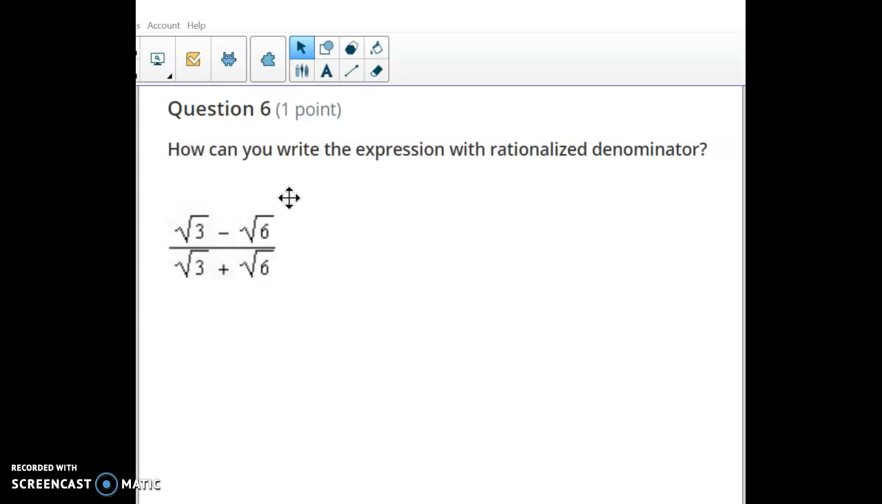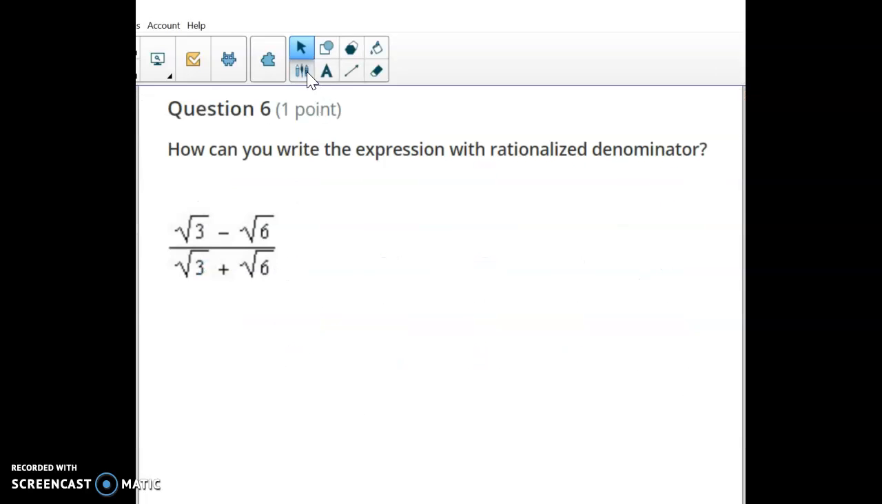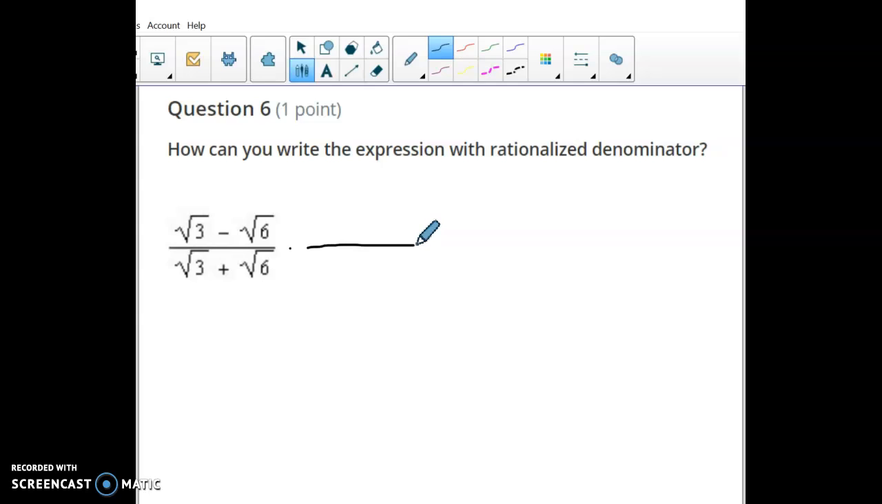Okay, in this video, we're going to go over homework number 6, and we got to rationalize the denominator. When you have a binomial in the denominator, you're going to multiply the top and bottom by the conjugate. So in this case, we're going to keep everything the same in the denominator, except you're just going to flip the sign between them.